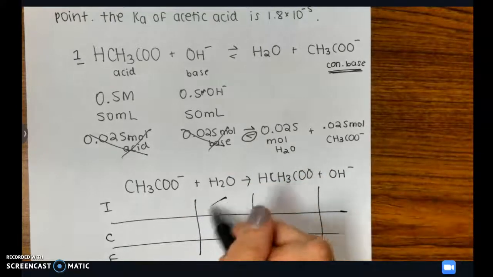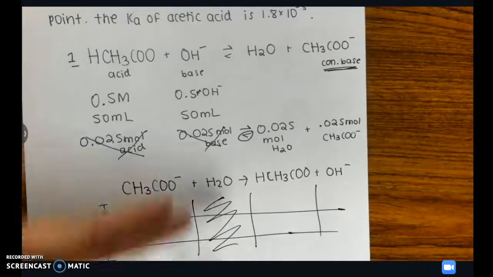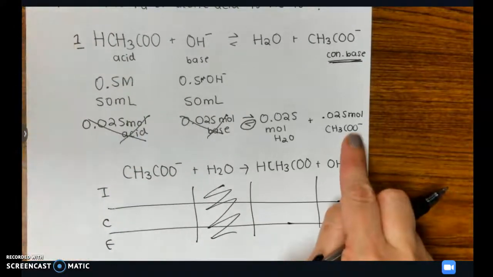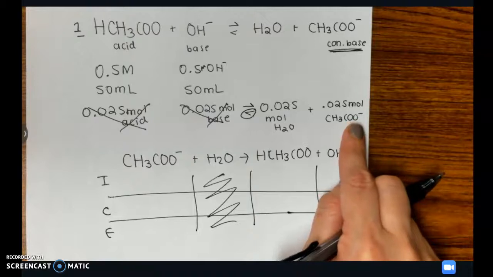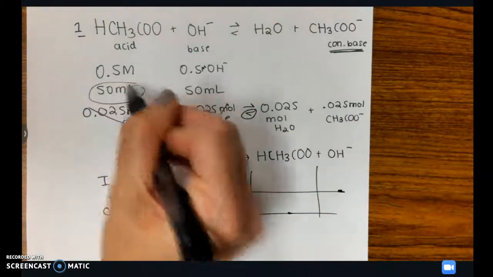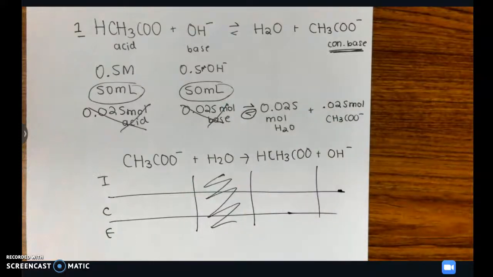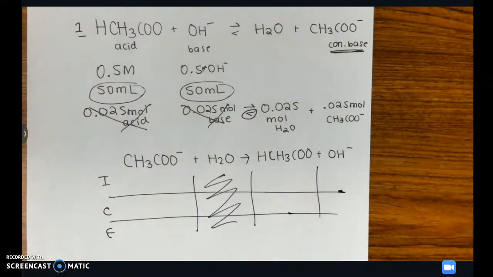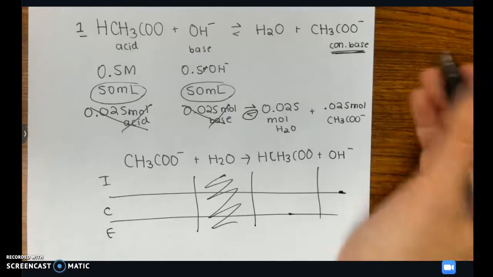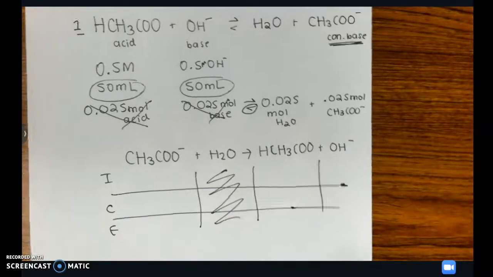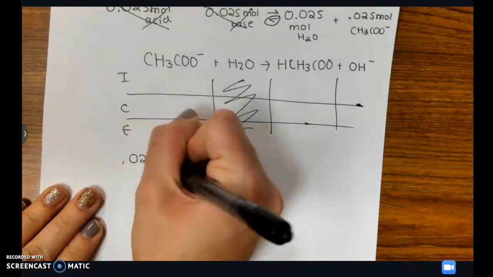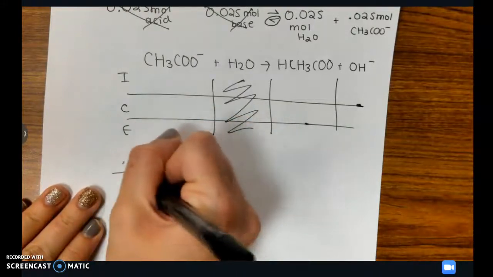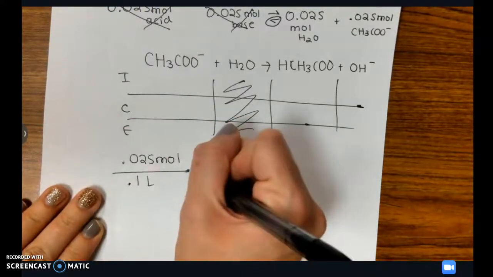Now in an ice table, we can't use moles, we use molarity. I have moles of conjugate base, but I need to find the molarity. Molarity is moles over liter. And so we need to think about what's in my beaker right now. To make that many moles of conjugate base, I mixed 50 milliliters of acid and 50 milliliters of base. So the total volume is 100 milliliters. And so to get that molarity for my ice table, I'm just going to do that down here. It would be 0.025 moles divided by 100 milliliters, or 0.1 liter.